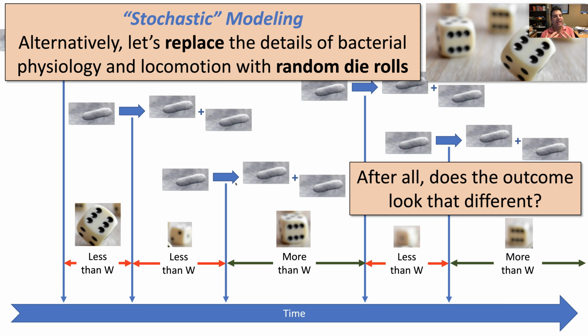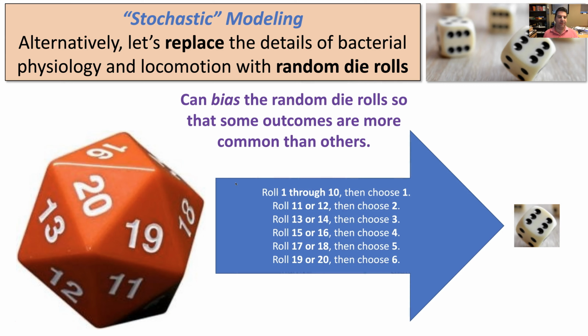So I might not need a fair die, but if I got a die that would have the right weight, the right balance of outcomes, then maybe I could get something that looked pretty much like a normal bacterium. And as long as the average waiting time between reproduction events was right, then maybe I would have a very plausible looking outcome.